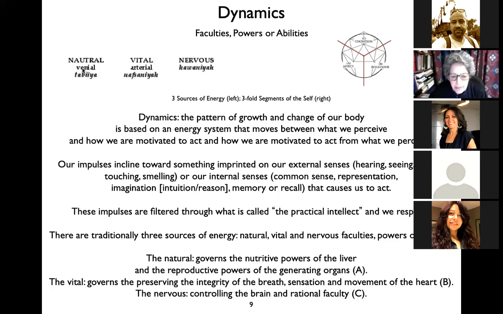What is meant here by venial, as well as our cognitive? Venial and arterial here. Yes. What's meant by these words? Okay, the natural goes through our veins, and the vital goes through our arteries. Okay. So that's the energies.